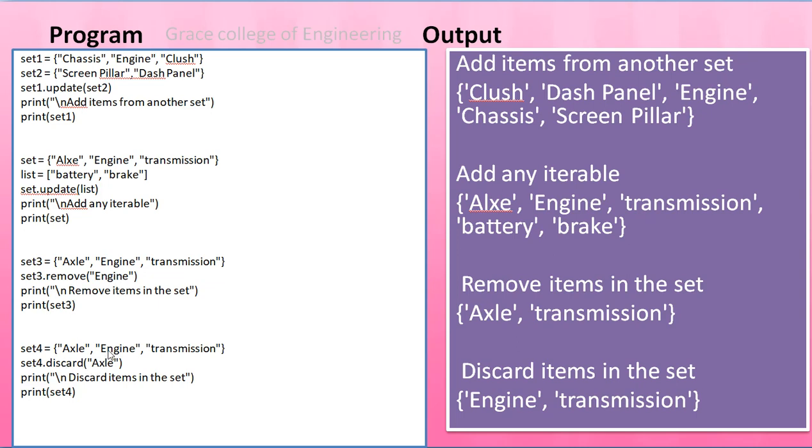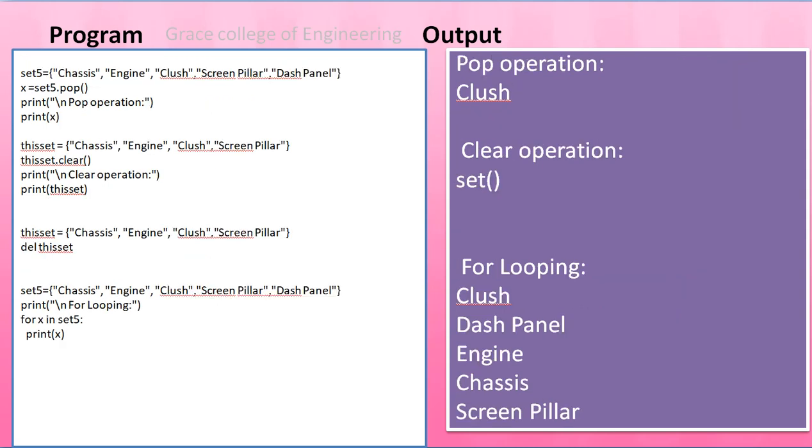Discard() is also doing the same thing. You can see the output here. Removing items means that engine will be removed. The next, axle is removed from the set. Okay. The next one, the pop() method, which is used to delete the last element. Next, the clear() method, which clears all the elements present in the set.